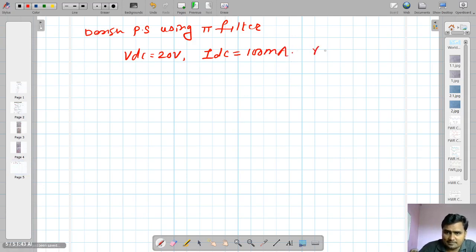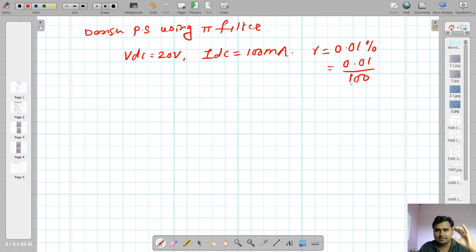Oh, it's very small. Ripple factor is 0.01%. It means, see, it is 0.01 divided by 100. Isn't it too small? Yes, if I am using pi filter, ripple is reduced. So this is the design statement, and I can write this as the given data. Now see, I'm not going to solve this completely. I will give you a small hint how to solve.